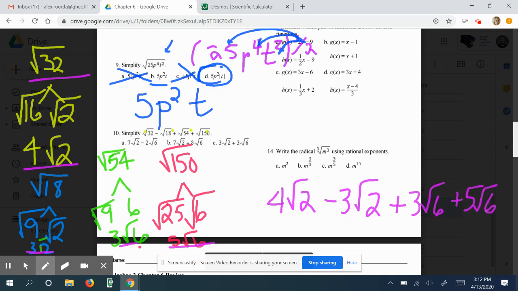And so just like with variables, radicals are like, we can combine like terms. So 4 square roots of 2 minus 3 square roots of 2 is just 1 square root of 2. And then 3 square roots of 6 plus 5 square roots of 6 would be 8 square roots of 6. And this actually doesn't simplify any further, so this is our correct answer. And you probably noticed that that's not an option here on number 10, but it was on the video question. So hopefully you got that one right.